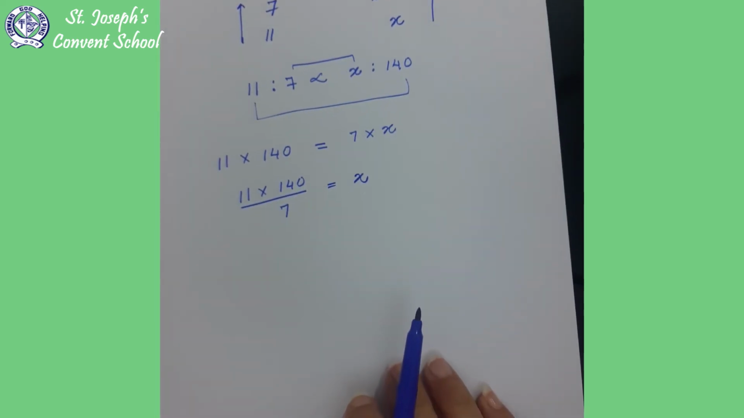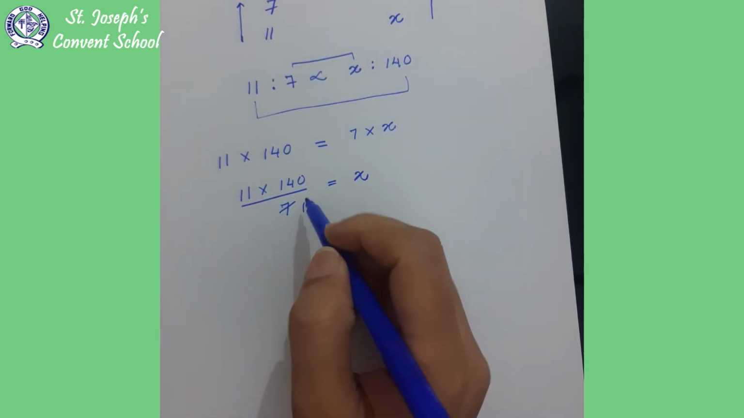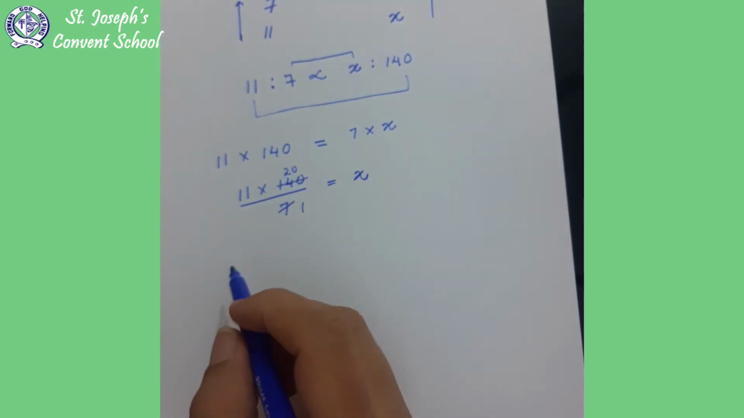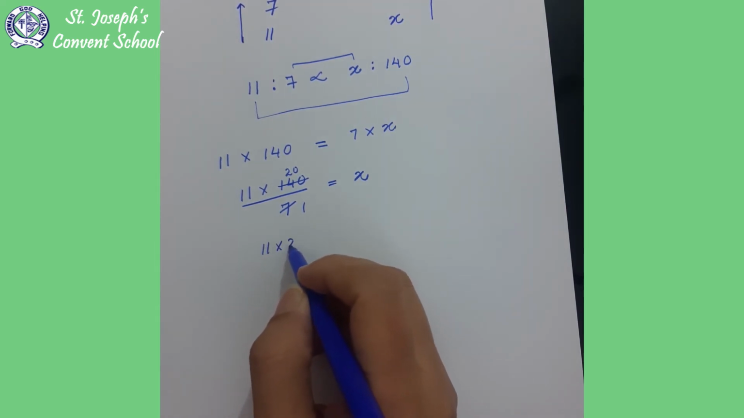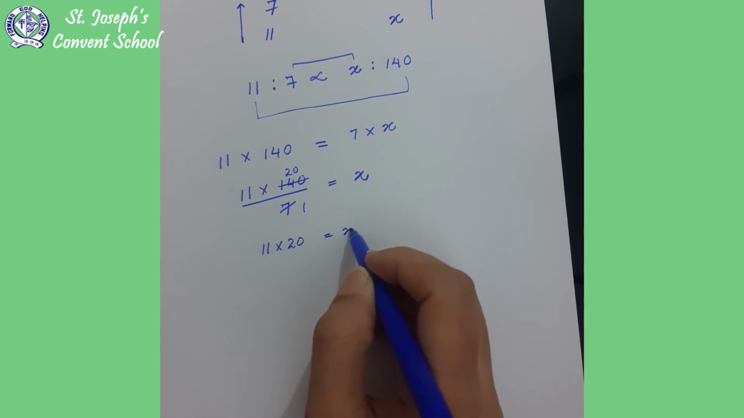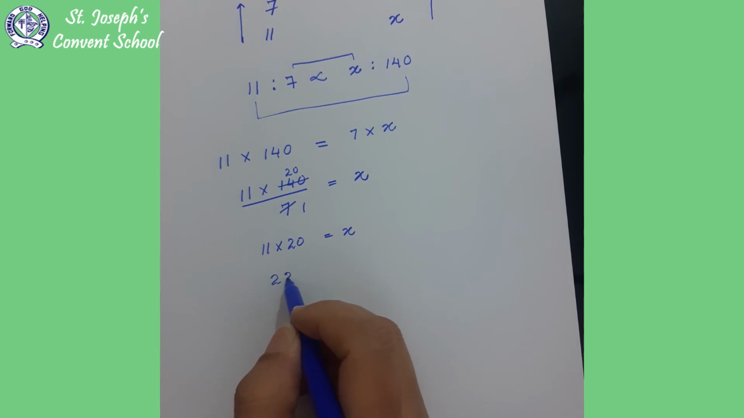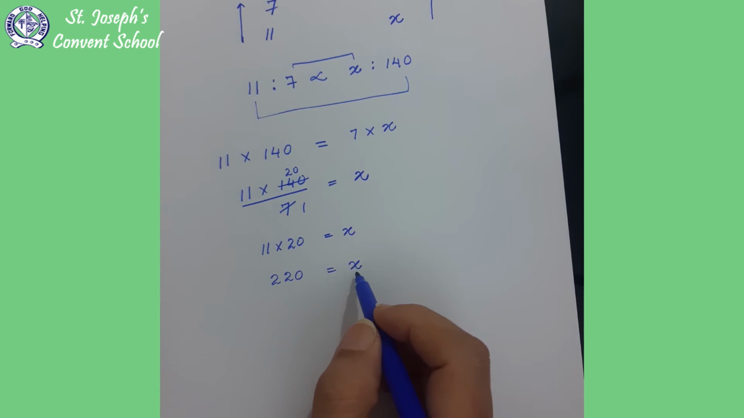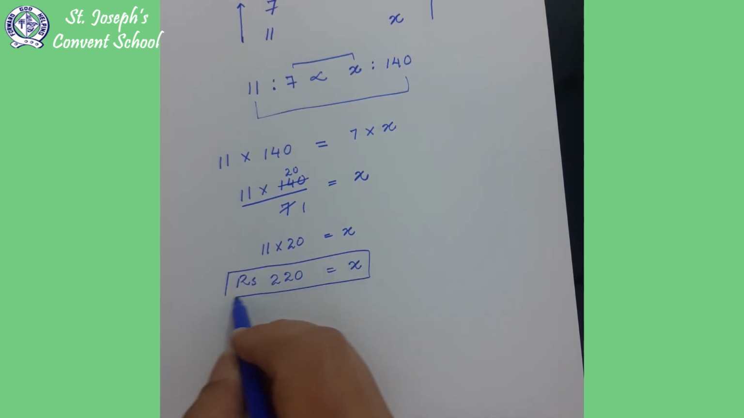Now you can simplify it. Okay, 7 ones are 7, twos are 14 and 0. So 11 into 20 equals to x. So 11 into 20 is 220 equals to x. X is the required price. So it means you will write this in rupees. Price is in rupees. So this is the required price.